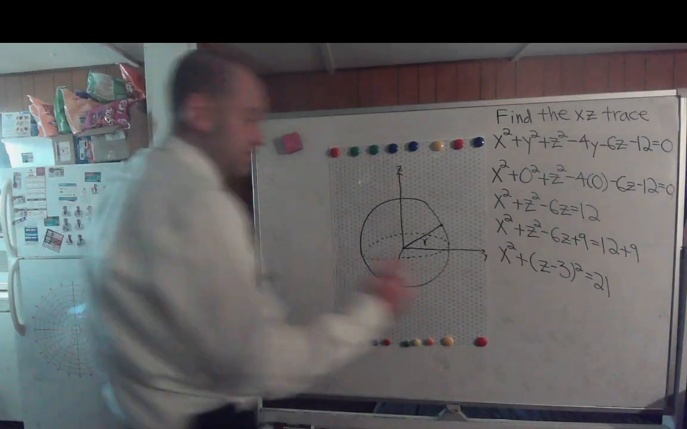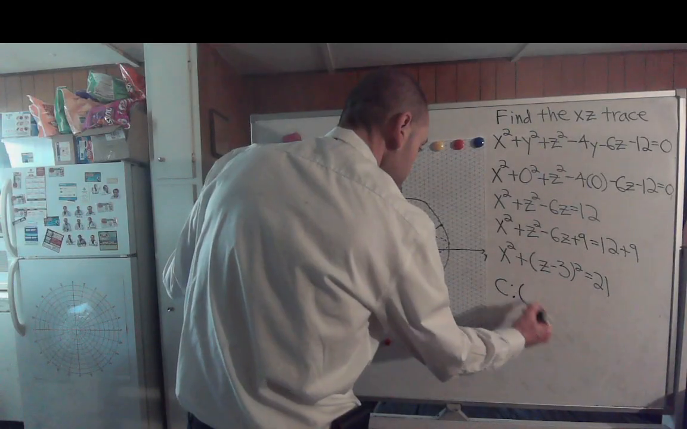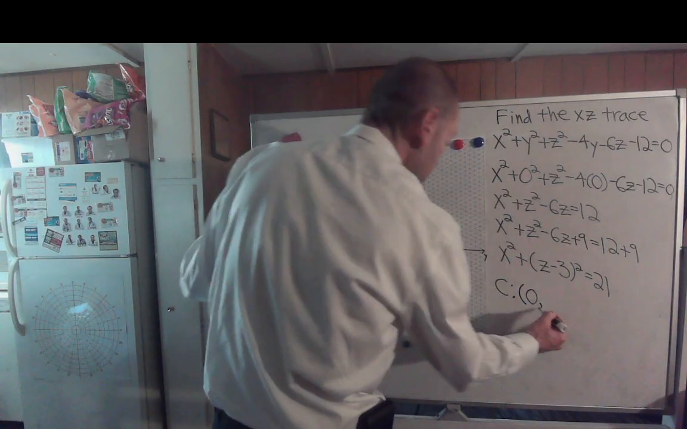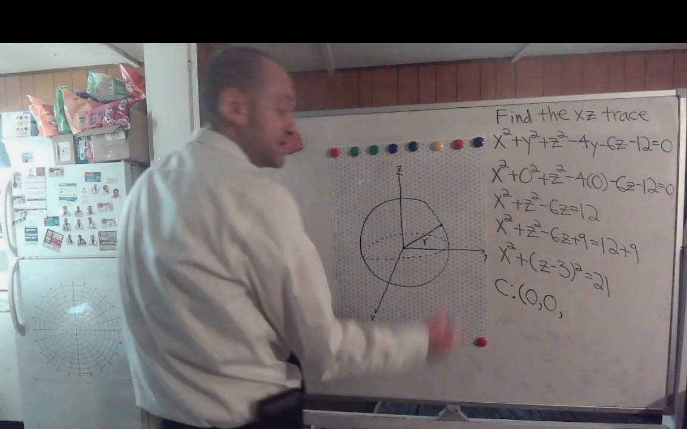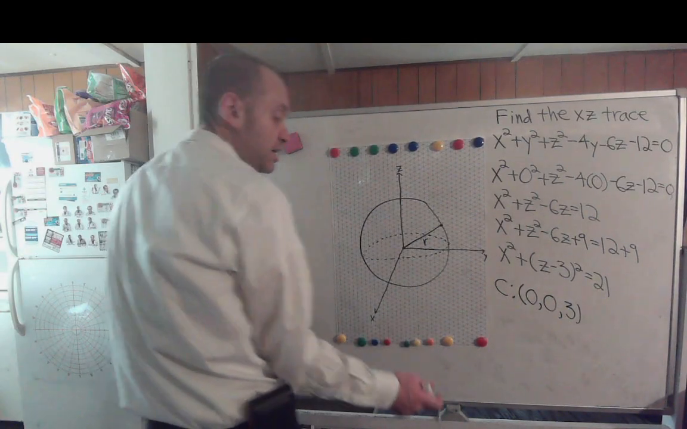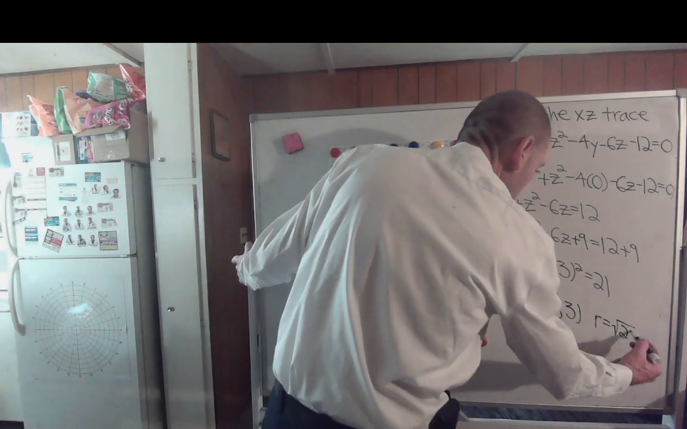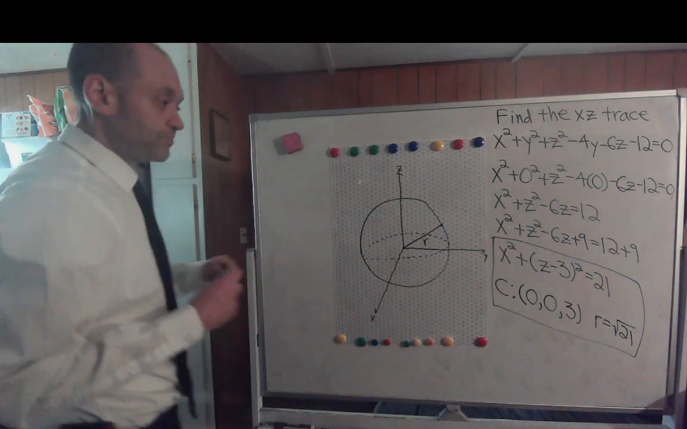Now we can find the center. Well, the center of this trace, you just have x equal to 0 here. y is the default 0 because it's an xz trace, and then z minus 3 equals 0 would give you a z coordinate of 3. Radius would equal the square root of 21. So those would be all the specs you have for the xz trace.